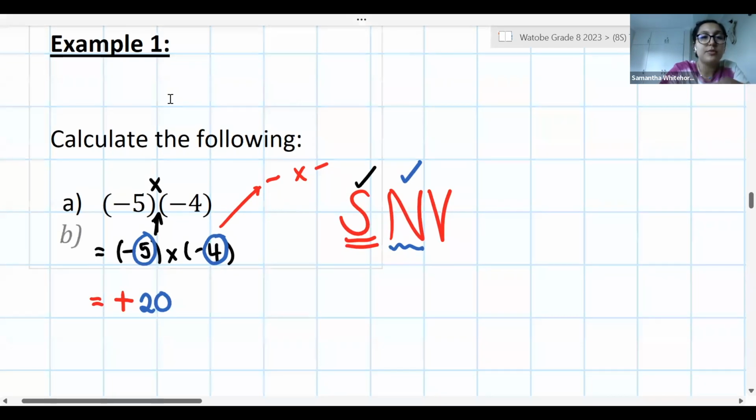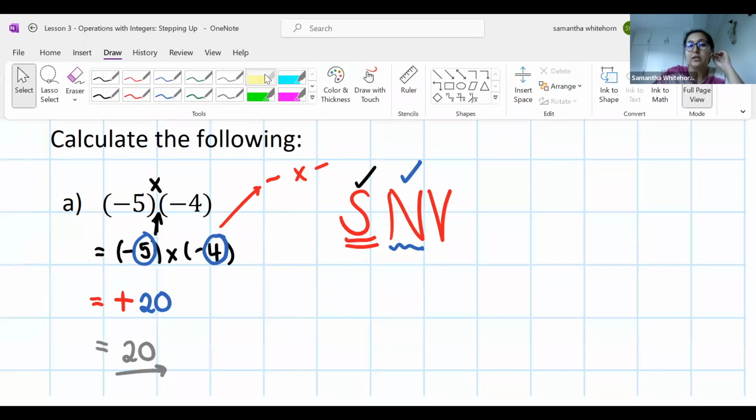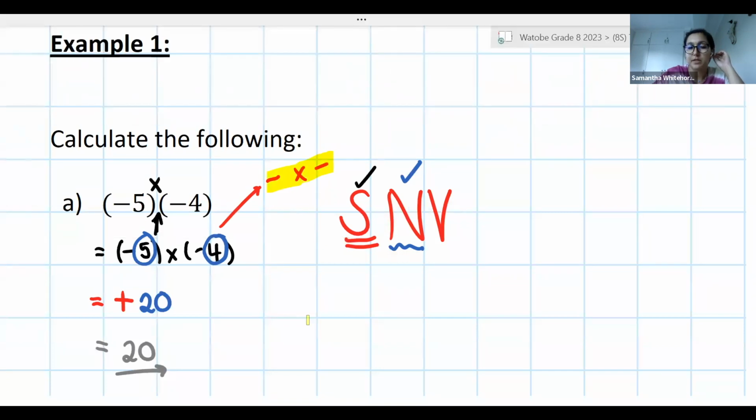Now I don't have any variables there, so I can just ignore the V. But I have now seen that -5 times -4 gives me a positive 20. Again, we don't write the positive sign in front of the 20. If an answer is positive, we just write the number. It's only if it's negative that we put the sign in. But very importantly, a negative times a negative gives us a positive. And so the final answer that we write down should be positive.